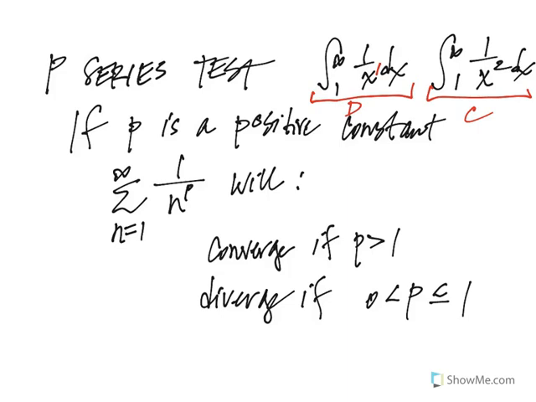Same thing happens for infinite series. Now, I should mention that it is important that your series be in the form of the sum from 1 to infinity of 1 over n to the p. Getting close to that form is not good enough. It actually has to be 1 over n to some power.